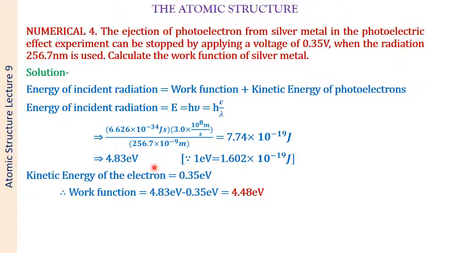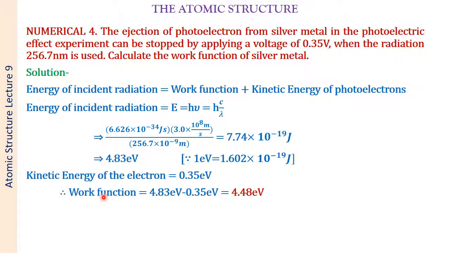And why have we converted into electron volt? Because the stopping potential, when you multiply this with e, is what you are going to get equal to the work done by the stopping potential, right? So that work done by the stopping potential is equal to the kinetic energy. So 0.35 into e is going to be equal to the kinetic energy. So we have kinetic energy of the electron to be 0.35 electron volt, right?